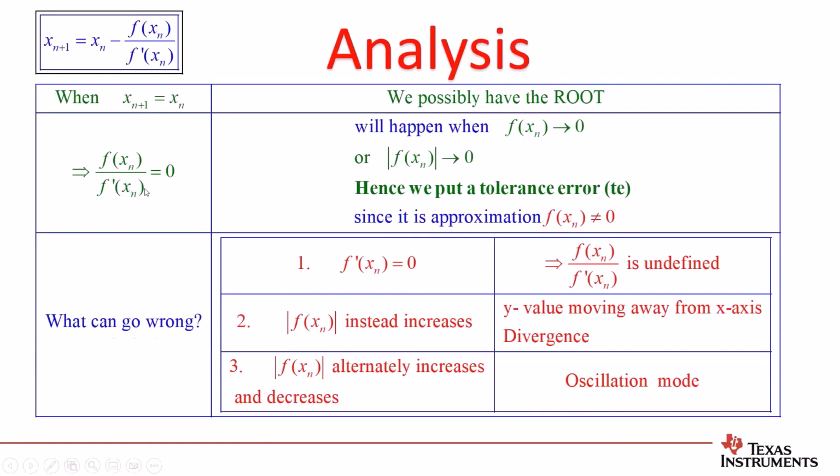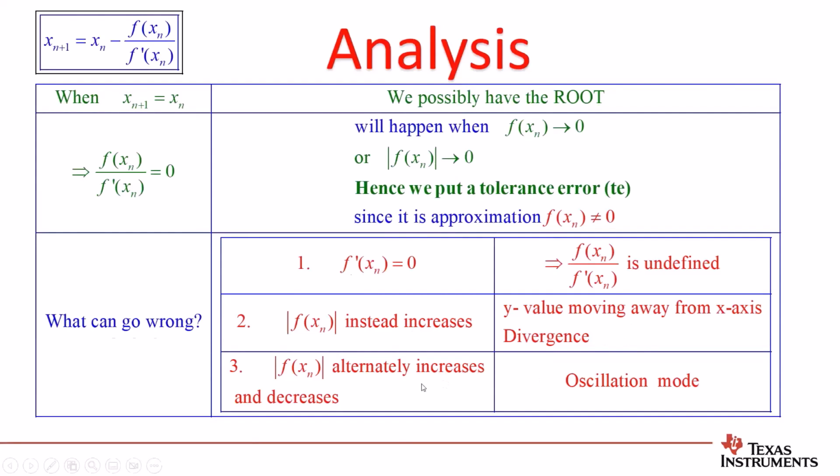So my derivative, which is the denominator, should not become 0, because I'll get undefined. That's the first problem that I can run into with Newton's rule or the method. The second problem could be the function value, instead of approaching 0, actually increases. It starts increasing, and in that case, my solutions actually are diverging from the original solution. They're not converging to the solution point. So the y values actually move away from the x-axis. So that would be a problem as well.